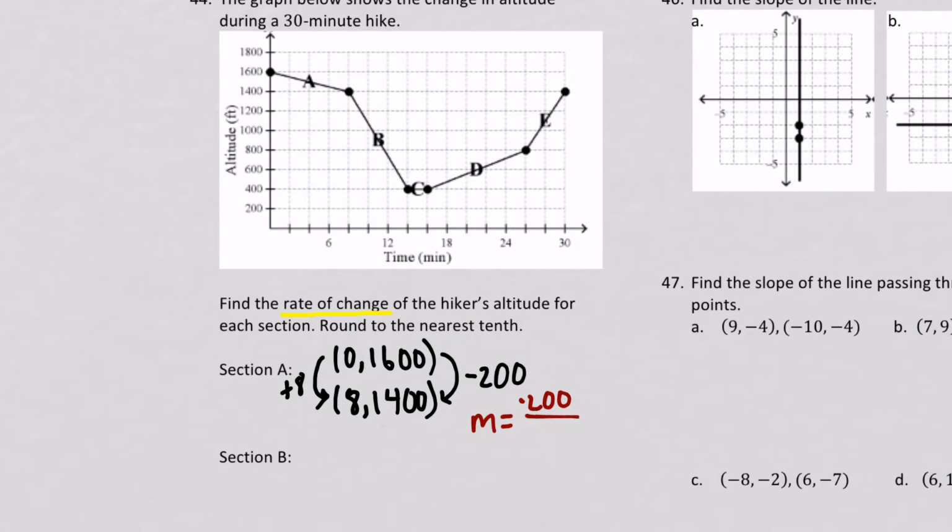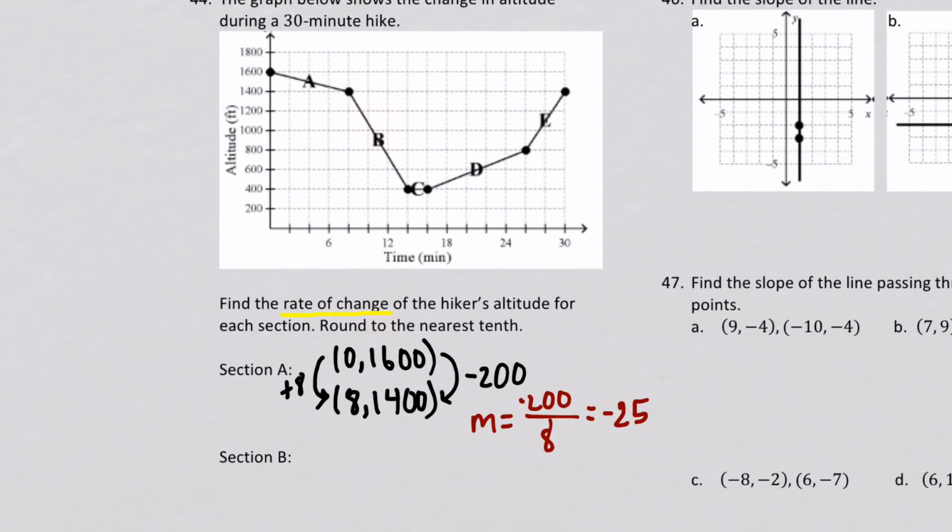It's always going to be the change in y divided by the change in x, right? That is the definition of the slope or the rate of change. The change in y divided by the change in x. So negative 200 divided by 8, go ahead and do that simple division real quick, and you will get negative 25.